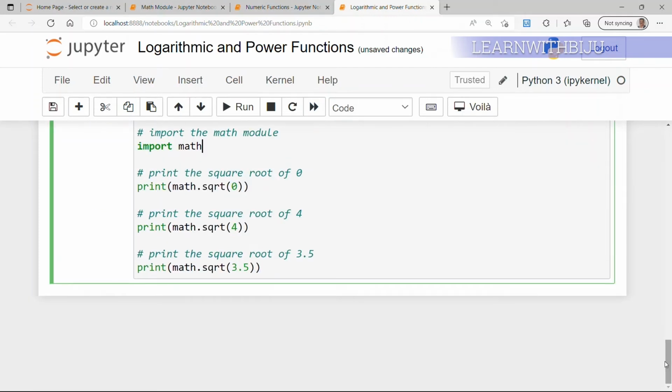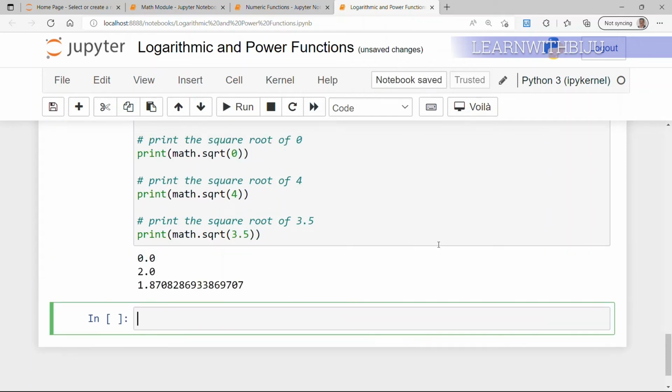So first of all, we are importing the math module. Then we are printing the square root of 0, the square root of 4, and the square root of 3.5. So the square root of 0 is 0. Square root of 4 is 2. Square root of 3.5 is 1.8708286933869707. So this is the square root.